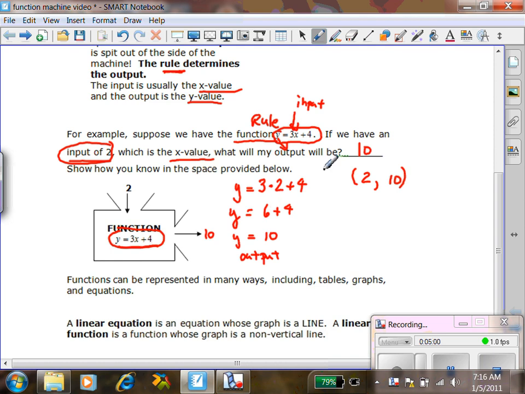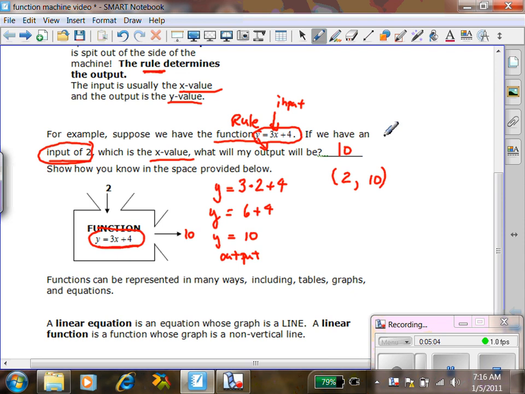Let's look at a different example. Let's suppose, and you can just jot this one off to the side here, we have a function. Let's take one that was in your Build-A-Pattern packet. So let's take a function of y equals 4x plus 8. That was one of our rules from one of our patterns.